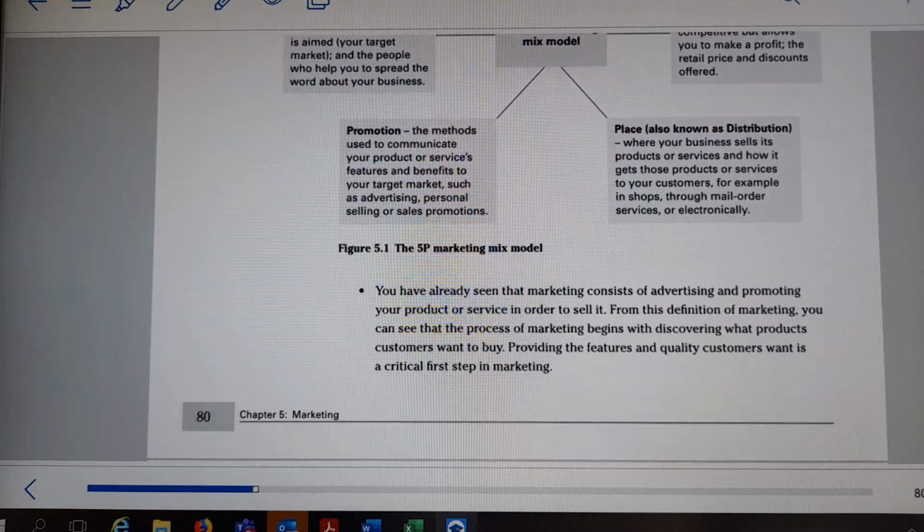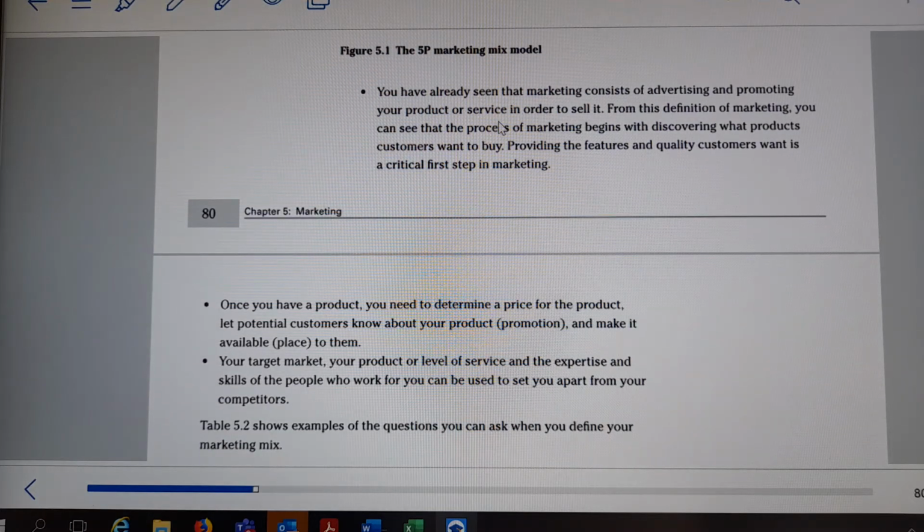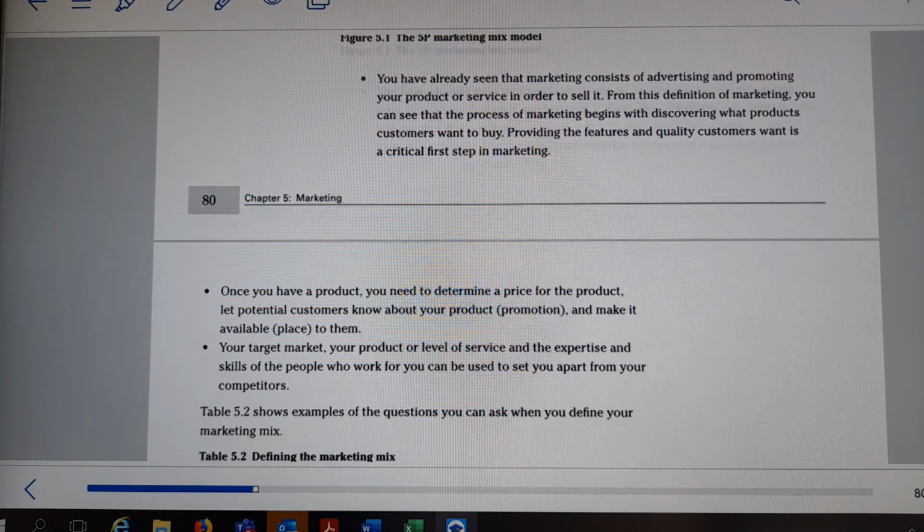Okay, you have already seen that marketing consists of advertising and promoting your product or service in order to sell it. From this definition of marketing, you can see that the process of marketing begins with discovering what products customers want to buy. Providing the features and the quality customers want is a critical first step in marketing.